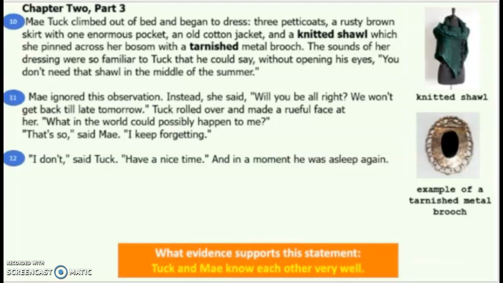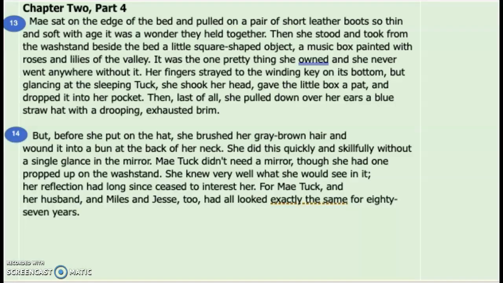So again, at the bottom of your screen, you will see another statement in the orange box that we need to support with evidence. Tuck and May know each other very well. So, can you find evidence that best supports that Tuck and May know each other very well? Great. Now we're going to read our last section of chapter 2 from paragraph 13.